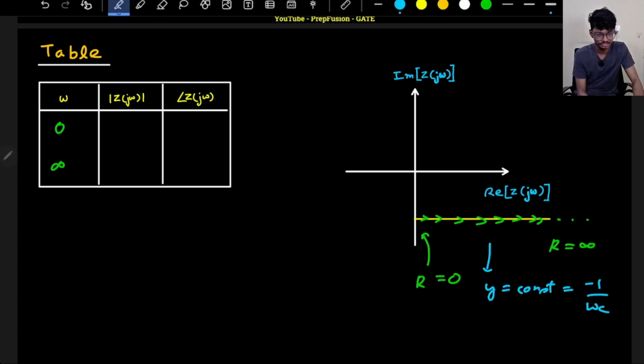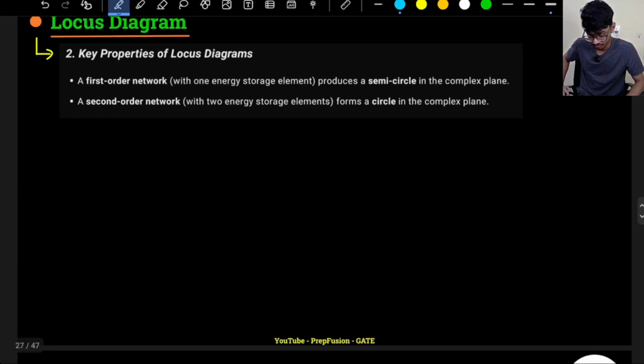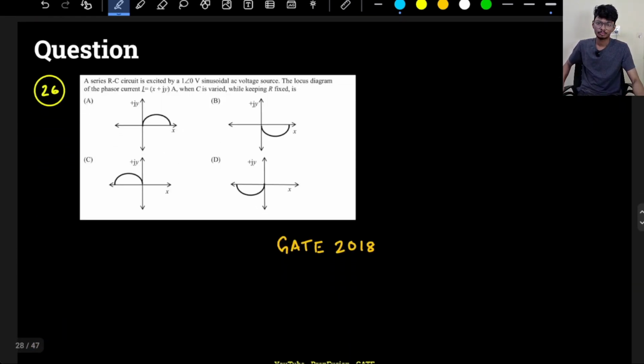So this was just a new thing that I did not mention previously, like we were only getting a semicircle. So this is a new thing, and I think you should take the learning from this. So let's solve a few questions.